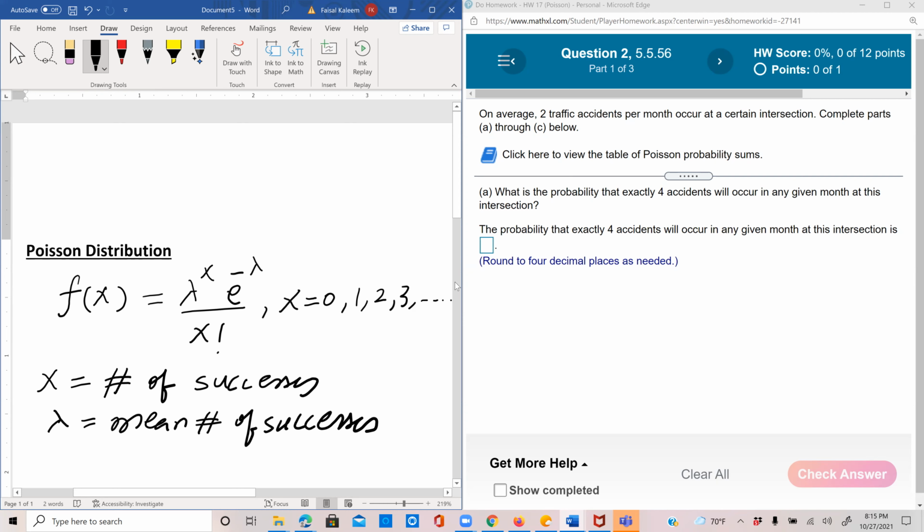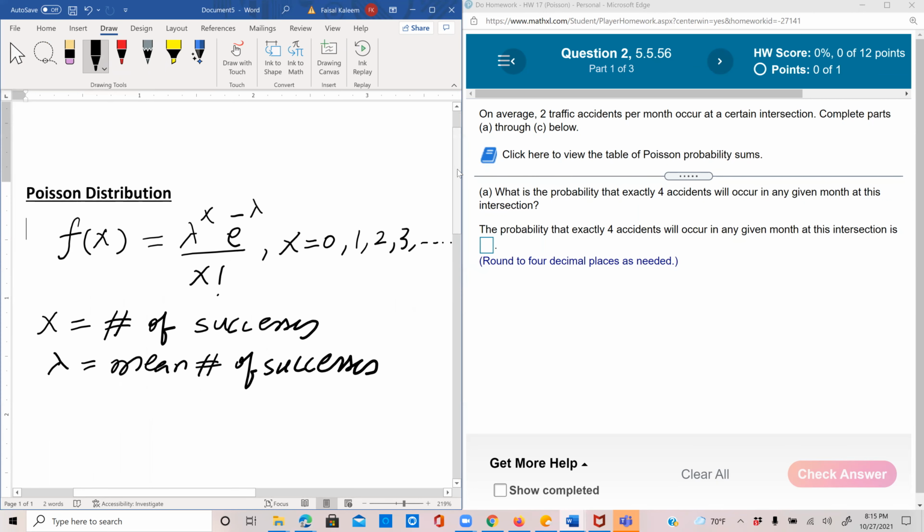That's the usual thing. Okay, so on average, 2 traffic accidents per month occur at a certain intersection. What's the probability that exactly 4 accidents will occur in any given month? Now, one important thing to note in Poisson is that the period over which they give you an average should match the period over which they ask the question. So the average is given per month, 2 accidents per month, and the question is also asked for 1 month, any given month.